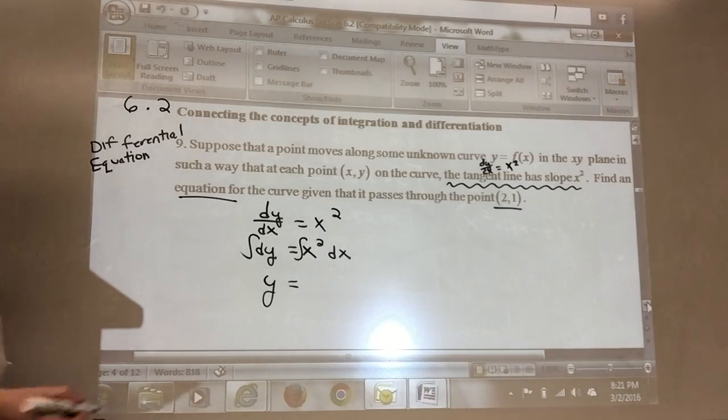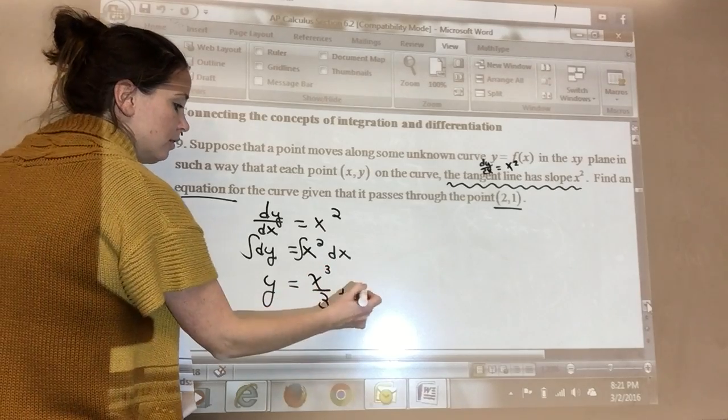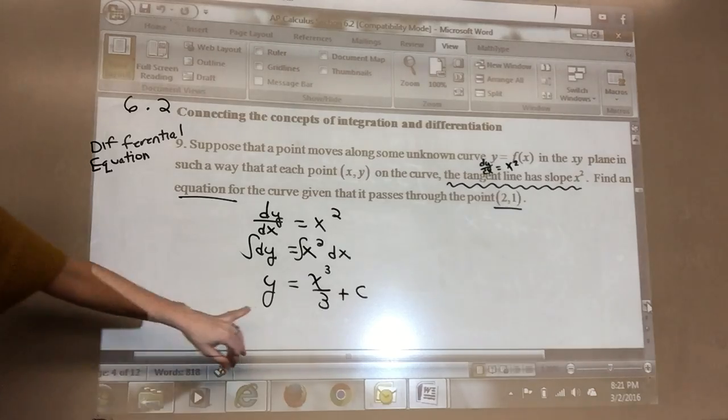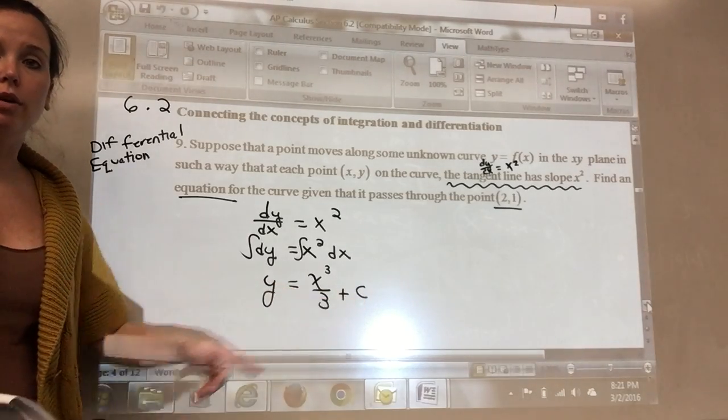So let's go through and take this simple integral. We have x to the third over 3 plus c. Okay? Now what's cool about this is they're basically there. We have our original function, right? But we have this plus c, and it's not okay.